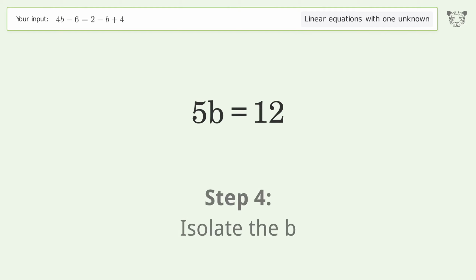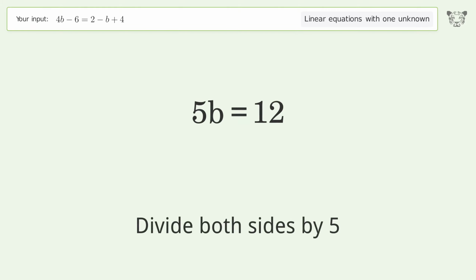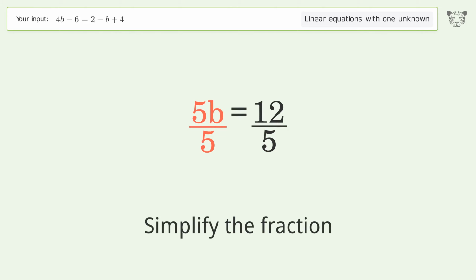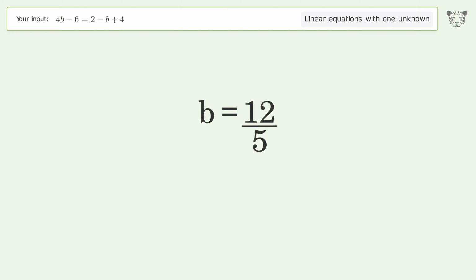Isolate the b. Divide both sides by 5. Simplify the fraction. And so the final result is b equals 12 over 5.